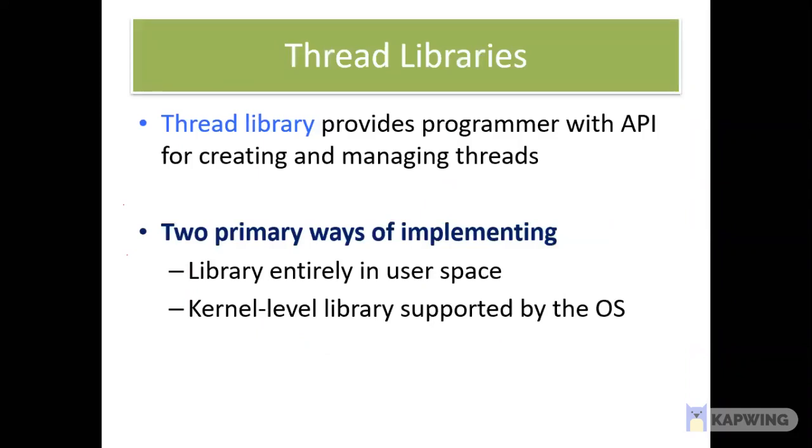Now this is thread libraries. Some libraries are available in the operating system which are useful for programming. You know there are different types of thread libraries in the operating system. Thread libraries provide the programmer with an application program interface for creating and managing threads. So inbuilt libraries are available in the operating system. There are two primary ways of implementing a library: entirely in user space, or as a kernel-level library supported by the OS. So some libraries are defined in user space while some are defined in kernel space.